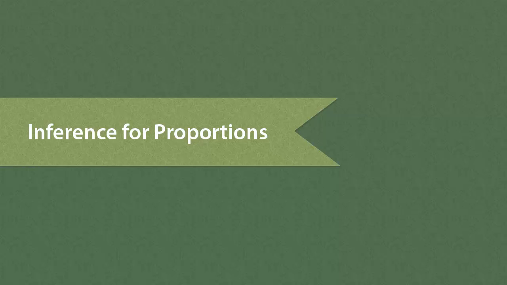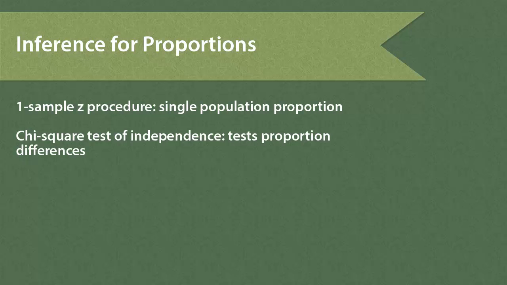Inference for population proportions. In this program, we'll learn how to use the one sample z procedure to make inference for a single population proportion. Note that this is exactly the same z-test for proportion that we learned to run in Unit 2.